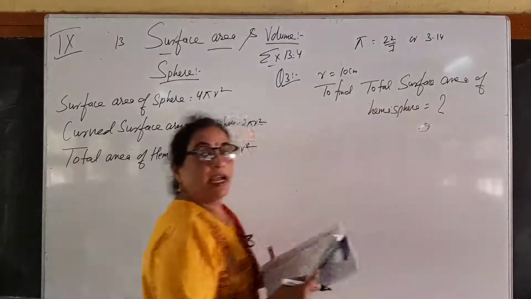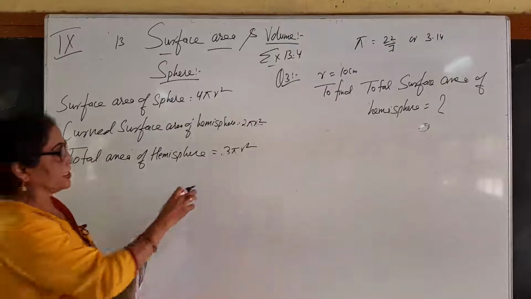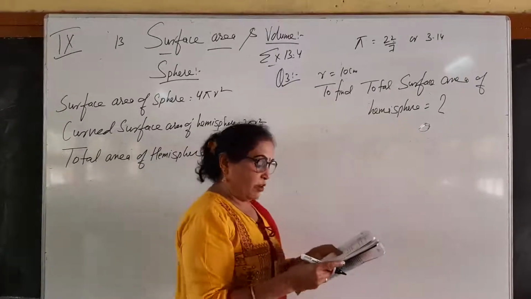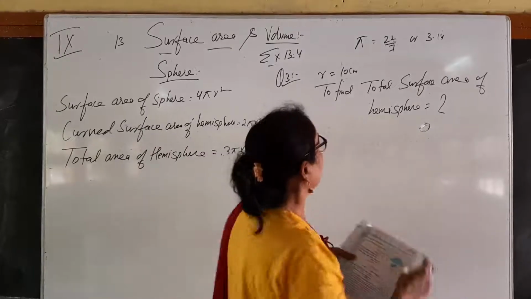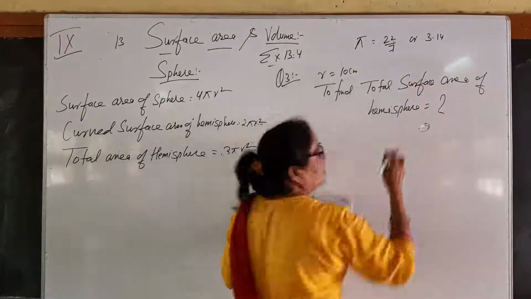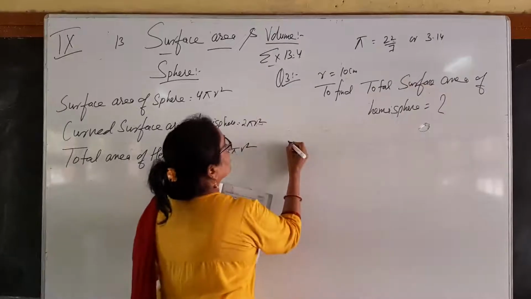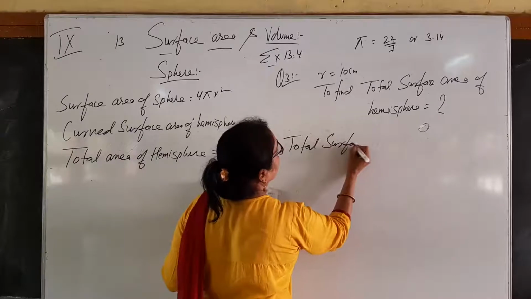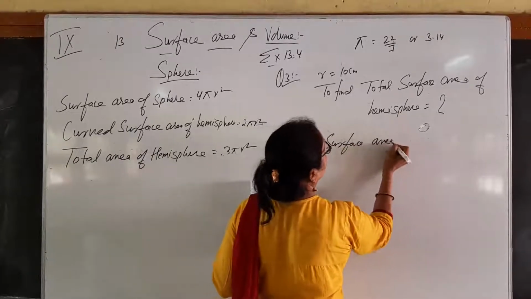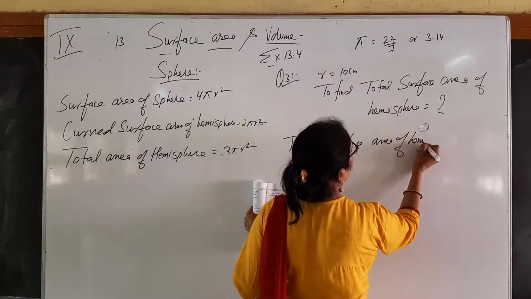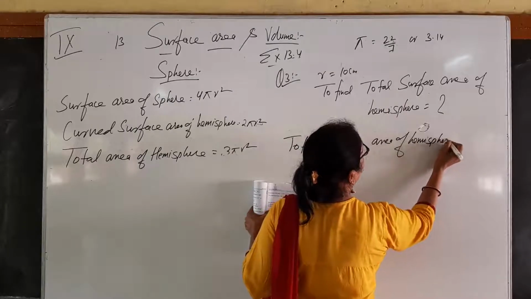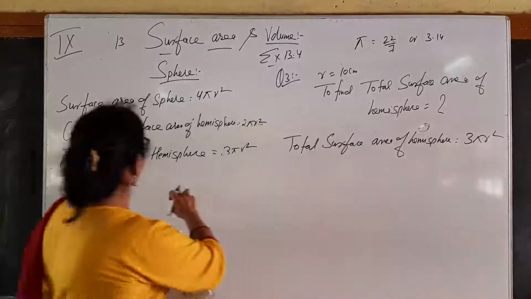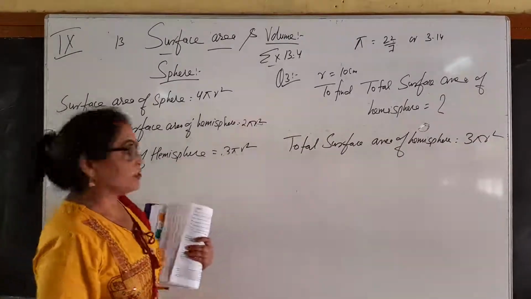This we have to find, and total surface area of hemisphere is equal to 3 pi r square. So here the value of pi is given. We have to use the value of pi as 3.14. This value we have to use. Here total surface area of hemisphere is equal to 3 pi r square.